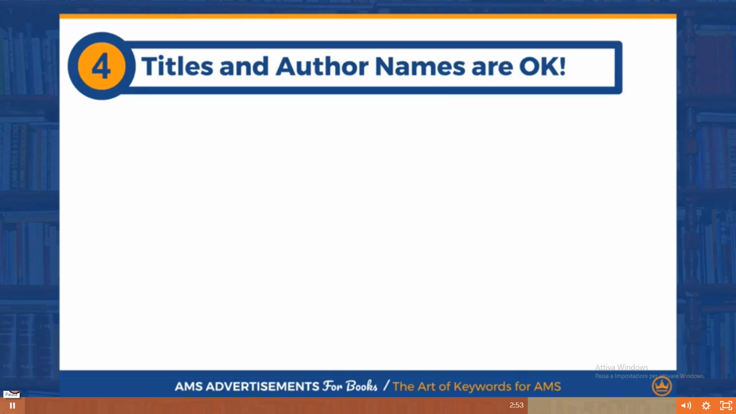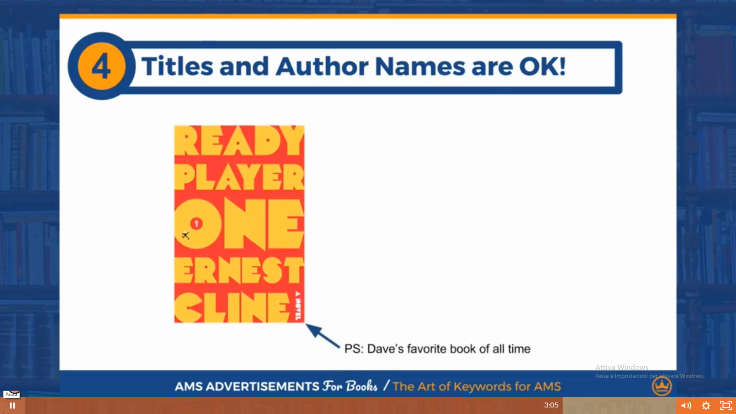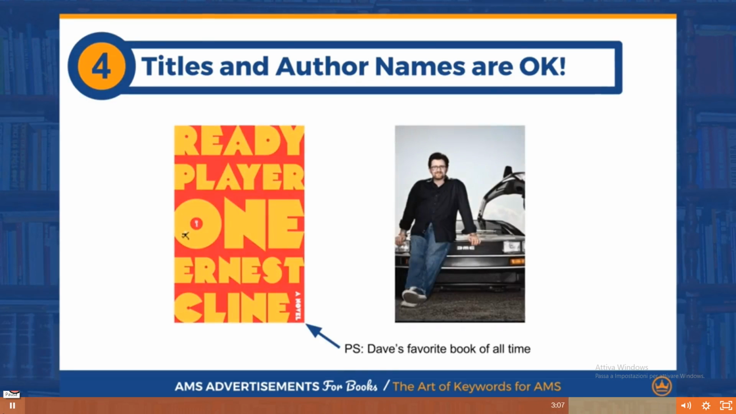Finally, many authors make the mistake of thinking that KDP keyword rules also apply to AMS keywords, and this just isn't true. As a matter of fact, as you'll see later, targeting other book titles and authors is not only allowed in AMS, but definitely a wise tactic.